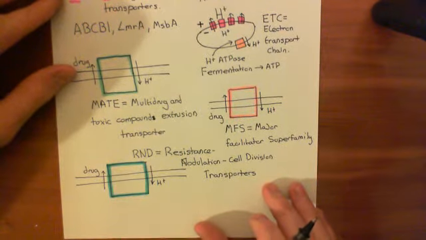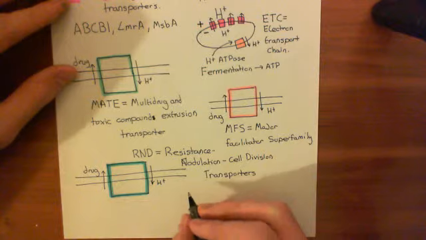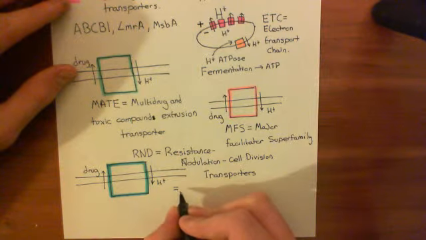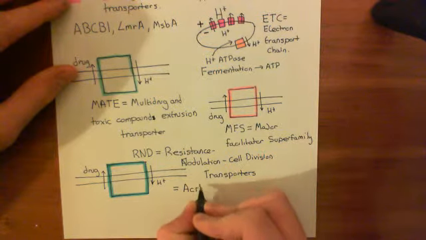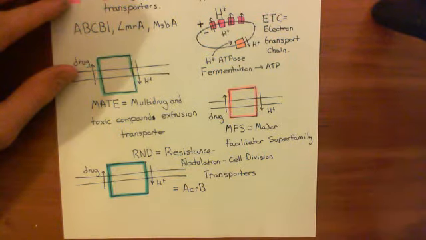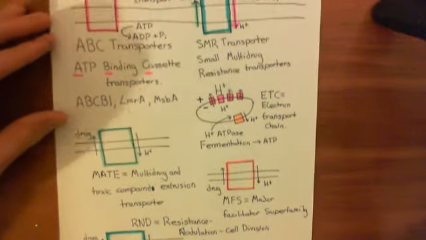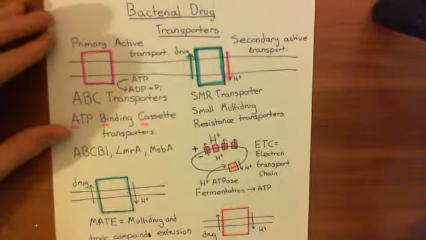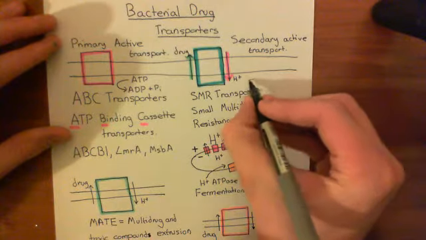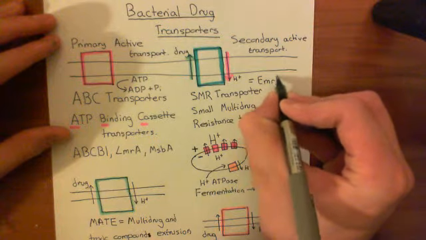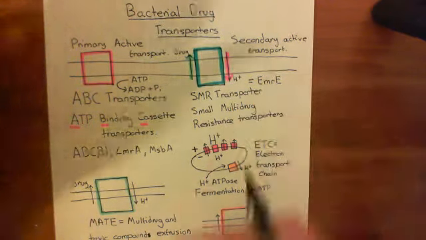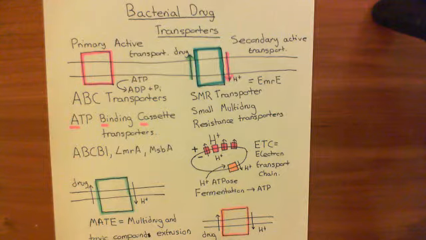To have you prepared for some of the ones we're going to see, a nice example of an RND transporter is the AcrB transporter. We'll be hearing a lot about that one later on. And a nice example to have ready for an SMR transporter is EmrE. So EmrE is an example of a small multi-drug resistance transporter.